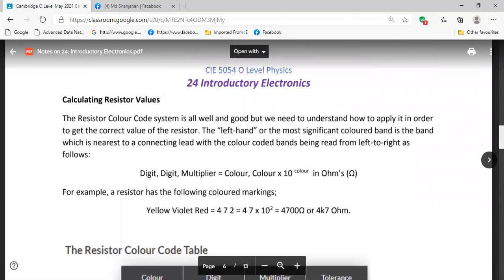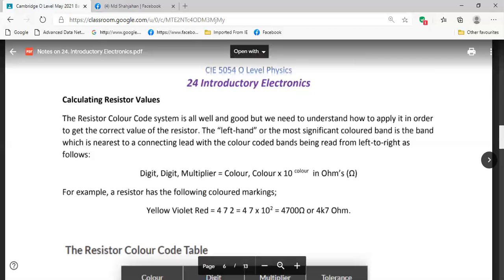Now, in your exam or in your test, we will not ask you to memorize all these color numbers. You do not need to memorize. They will give you the number for the colors they are testing.